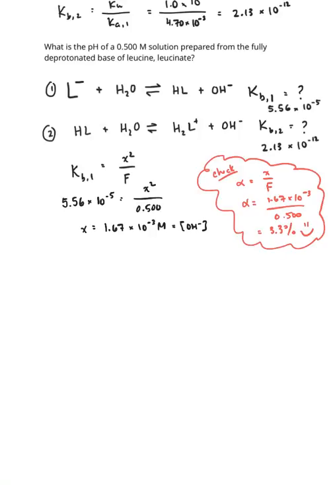We can calculate first the pOH of this solution. Take the negative log of 1.67 times 10 to the minus 3. That's 2.78. Therefore, the pH of the solution, 14 minus 2.78, is 11.22.